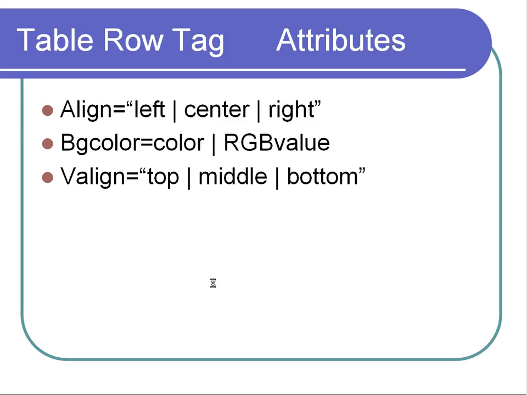For a row, you can align things, you can set the background color, or you can vertically align within a cell. You can have something at the top of the cell, the middle of the cell, or the bottom of the cell, and that's what V-align is about.